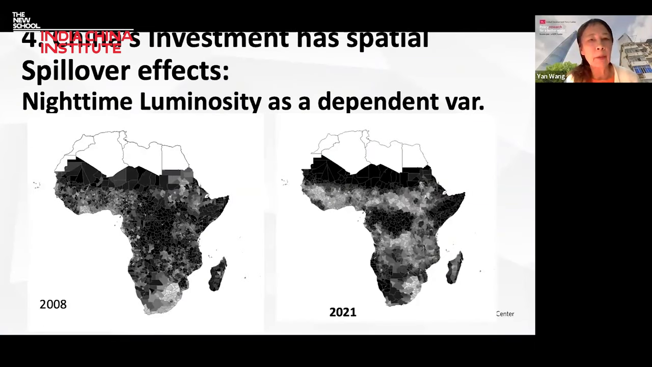Now, the second paper we have just finished, Yin and I, we investigate whether China's investment has spatial spillover effects, meaning not just limited to the location, but impacts on the neighboring counties. So we use the nighttime luminosity as a dependent variable. And as you can see in the two pictures below, in 2008, the African continent is very dark. And in 2021, sub-Saharan Africa is much brighter at night.